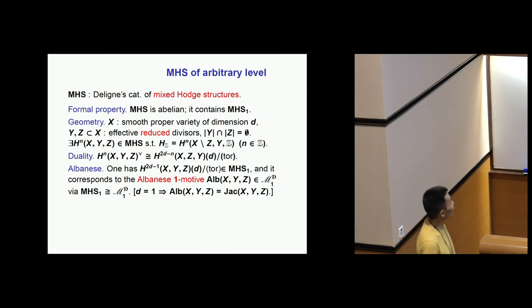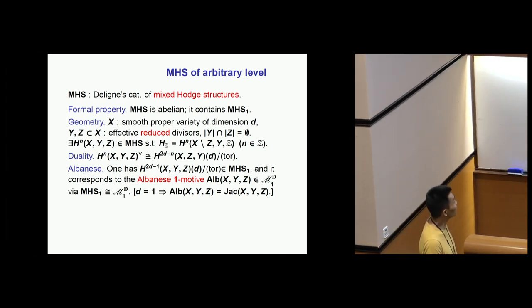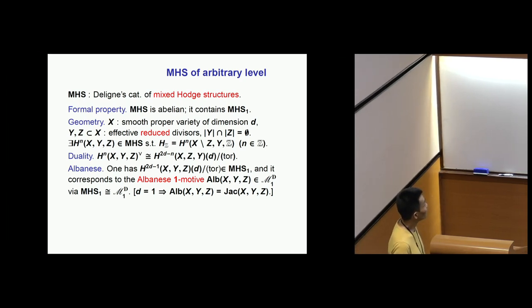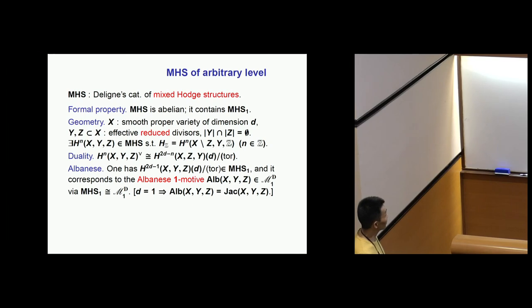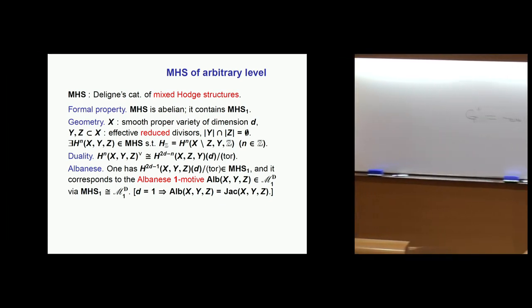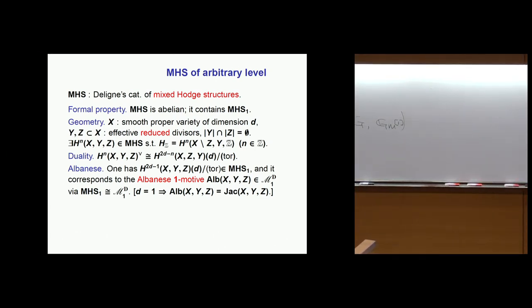We will need these four basic facts. The first thing is very formal: the category of MHS is abelian, and this contains the level one part, which we discussed in the first part. And in this talk, I will use geometry. This is very important from our point of view. There's a geometric way of constructing mixed Hodge structures as follows. We start with a smooth proper variety X, and we take two divisors Y and Z, and we assume they are reduced. We also assume they have disjoint support.